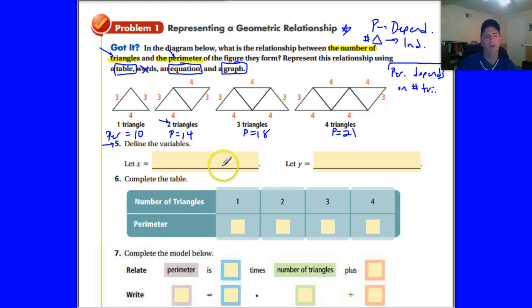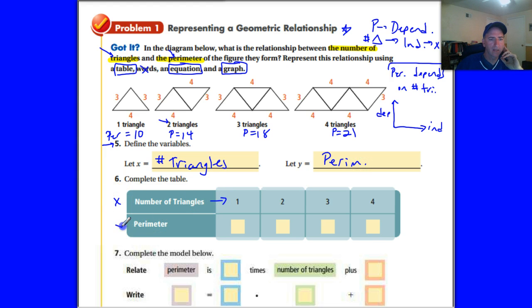And then you figure out the perimeter from that. So do you recall from the previous video which one, x or y, is independent? Okay, x is independent and y is dependent. So since x is the independent variable, that would be the number of triangles. So the x is the number of triangles that we have. Y is equal to the perimeter based on the number of triangles. So here's x. X is the number of triangles, and y is the perimeter.